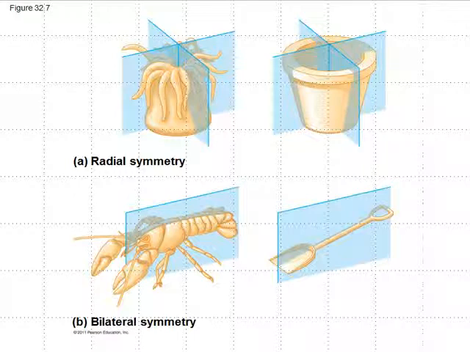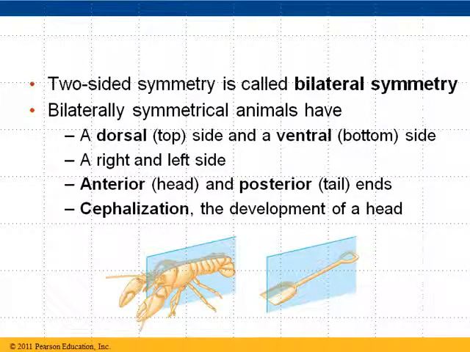Some of those terminologies you have probably heard quite a bit, but you might want to make sure that you do know them, such as dorsal, so think of a dorsal fin of a dolphin or a shark, and ventral, and then anterior toward the head, posterior toward the tail, and cephalization, which is the development of a head.